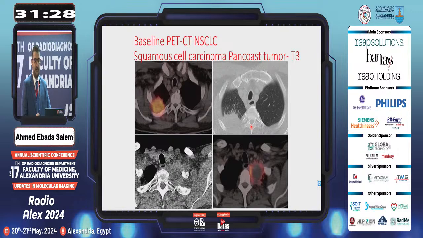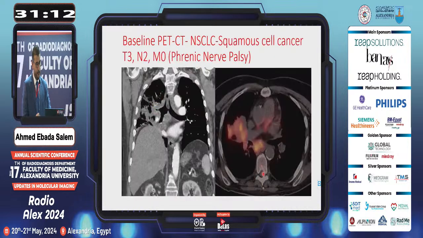This is a different patient who had a squamous cell carcinoma, which is by definition a Pancoast tumor if it involves the apical segment. In this case, there was actually central necrosis within the tumor. So it's very important, if you're planning for biopsy, to avoid the central part of the tumor.